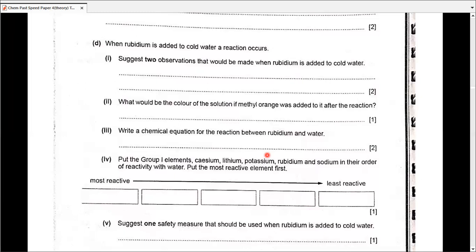These are the observations that we made. So the two observations that you can write and can be easily correct are vigorous bubbling and rubidium catching fire, or rubidium exploding. Remember, whenever they talk about observations, they do not want you to talk about the background chemistry. They're only asking you what you would see in front of yourself.